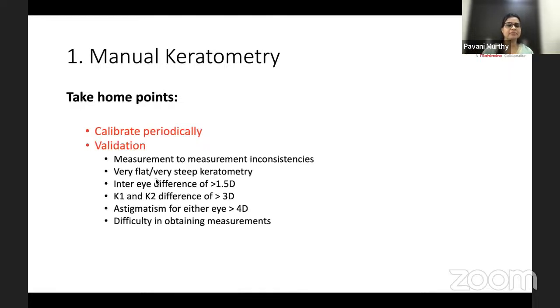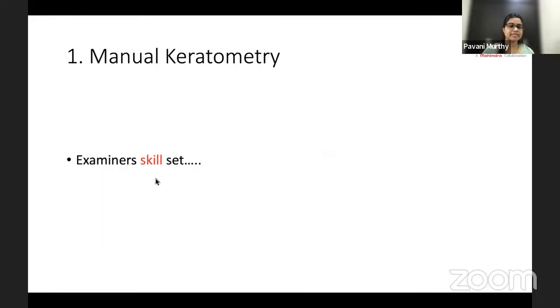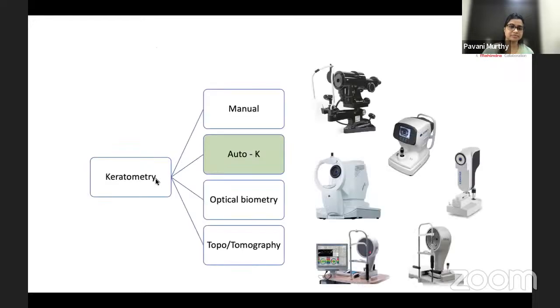If you have measurement inconsistencies, an inter-eye difference of more than 1.5 diopters, or astigmatism in either eye more than 4, validate it with either another examiner or ask the patient to come back on another day. This test should be done prior to any corneal contact procedure, and avoid using anesthetic eye drops. And yes, this is based on the examiner's skill set.